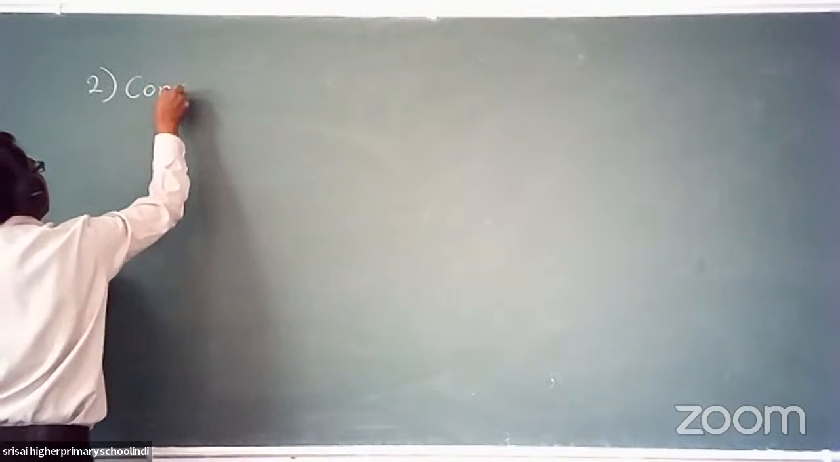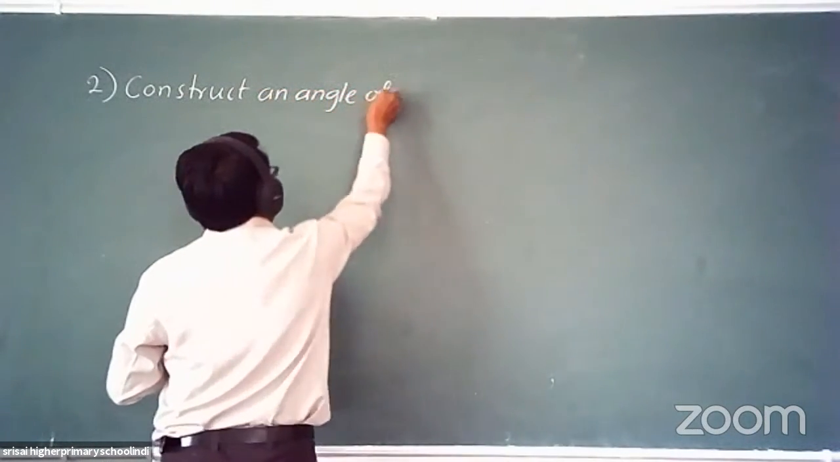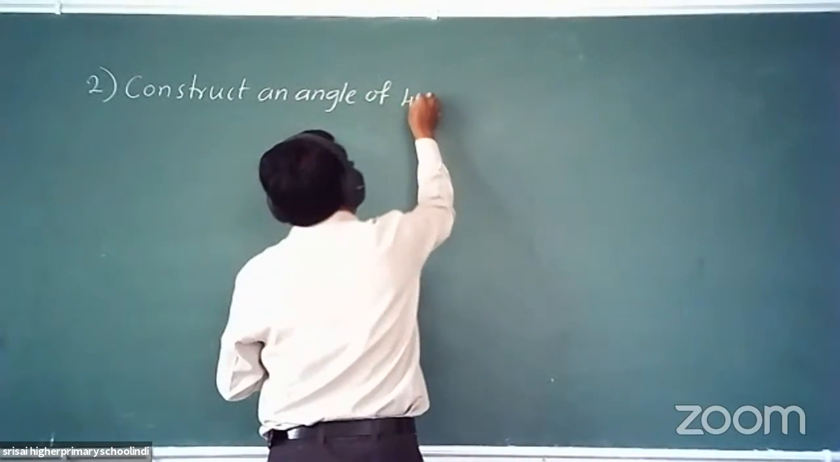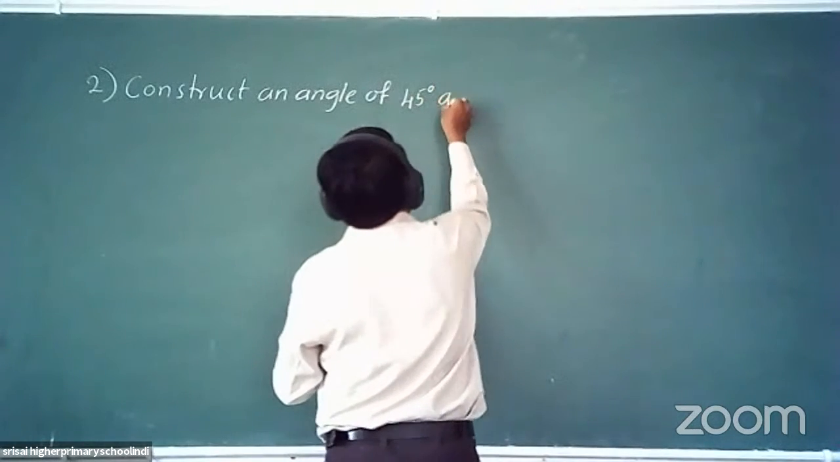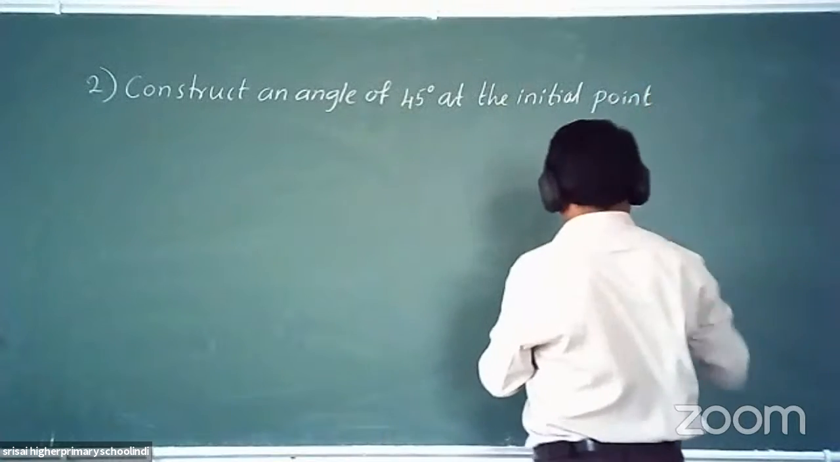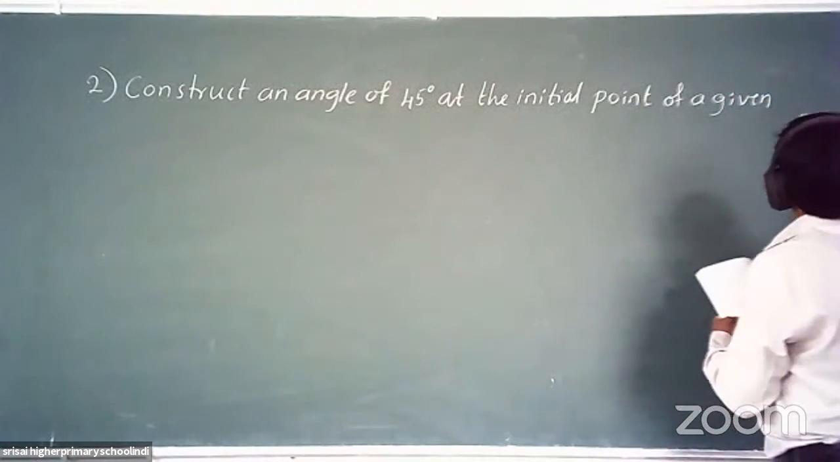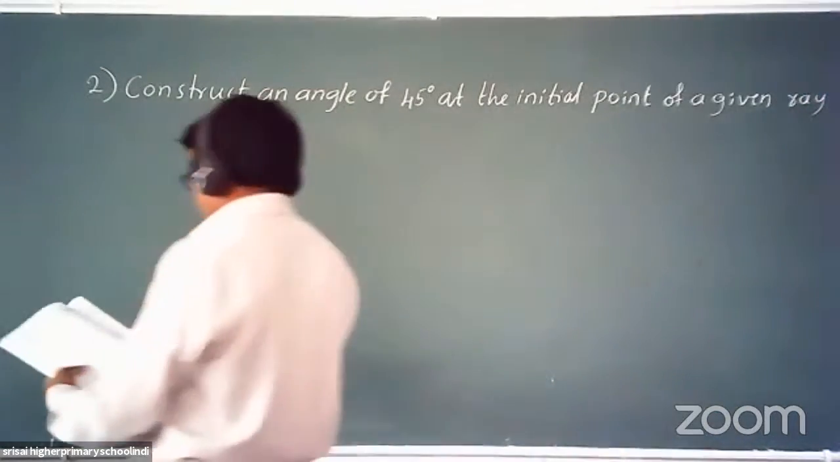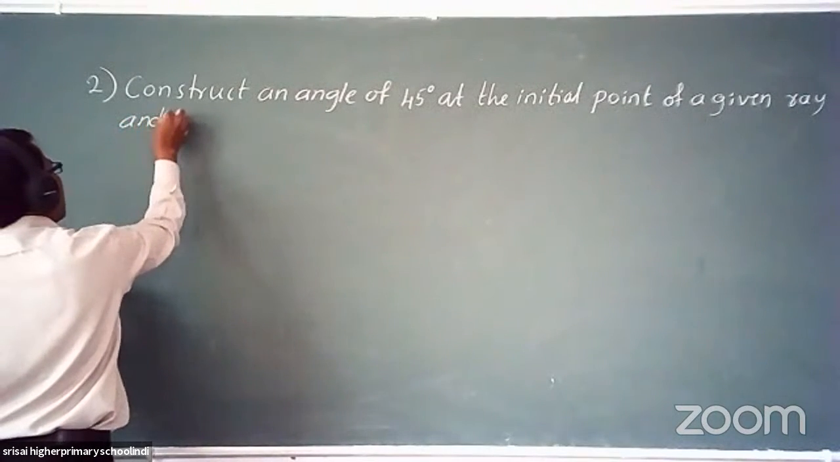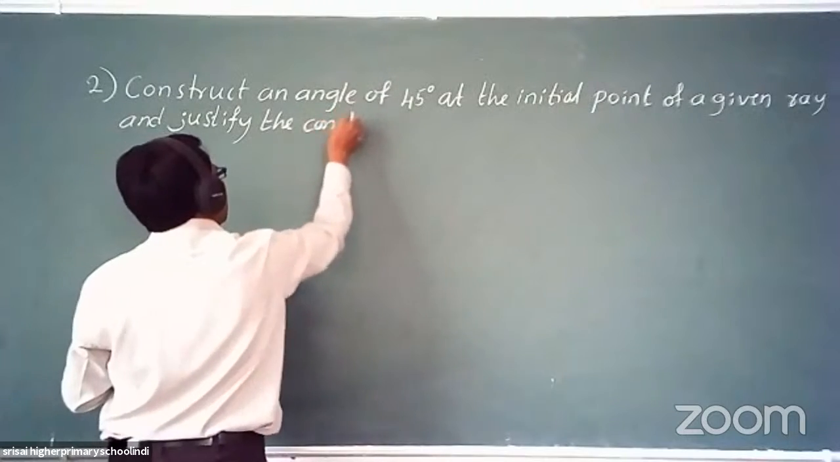Second example: construct an angle of 45 degrees at the initial point of a given ray, and justify the construction.